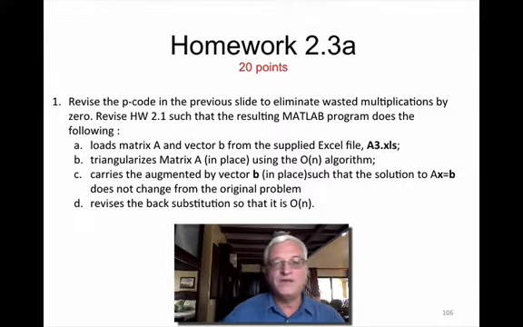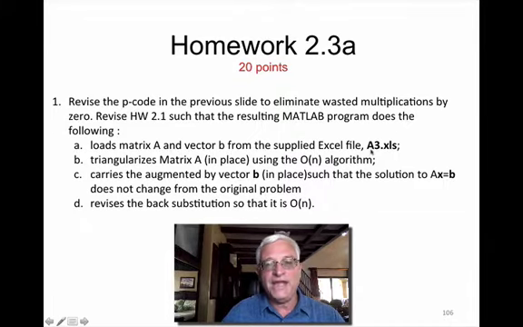Okay, so your homework is to load matrix A and vector B from a3.xl. Now that file has a 10 by 10 tridiagonal matrix of the kind that we discussed in the lecture. Your job then is to triangularize the matrix A in place. Make sure that the algorithm that is used is order of n rather than order of n cubed. You're going to carry the augmented vector B in place just like we did before, so we solve the solution. And on our back substitution, we're going to make sure that it is also order of n.